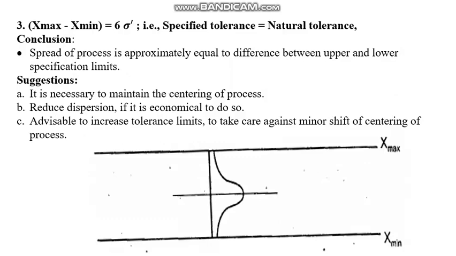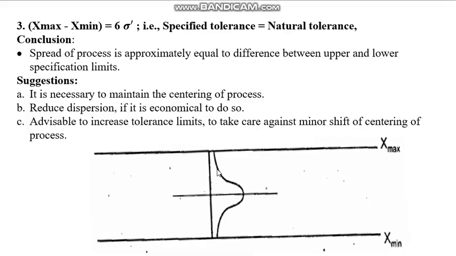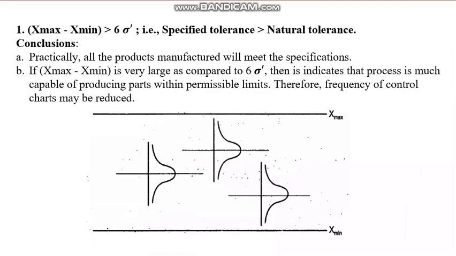Now the third case is where the specified tolerance and natural tolerance are exactly matching. They are equal. That means the spread of the process is approximately equal to the difference between the upper and lower specification limits. Exactly here and here, it is touching. A little shift on this side or that side will bring some one or two pieces into the defective category. That means this is also not desirable.